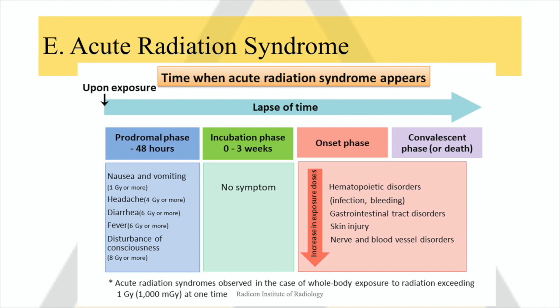Following the prodromal phase, the incubation phase may last any time up to 3 weeks. In general, the larger an exposure dose, the shorter the incubation phase. Then, in the onset phase, disorders appear in the hematopoietic organs, GI tract, nerves, blood vessels, in this order as the dose increases, with the last stage of convalescence or death.